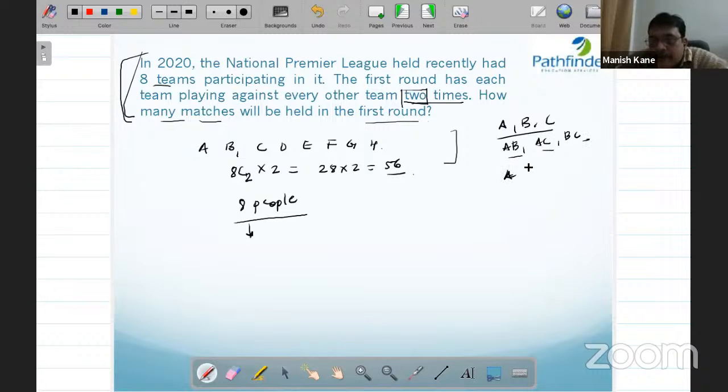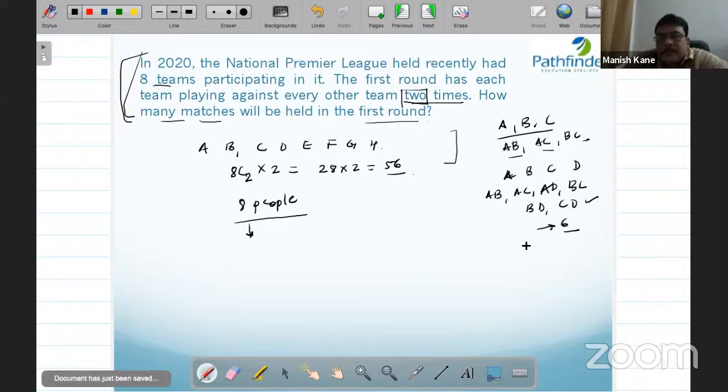If there are 4 people, A, B, C, D, how many shake hands will be there? A will shake hand with B, A will shake hand with C, A will shake hand with D, B will shake hands with C, B will shake hands with D, and C will shake hands with D. So how many shake hands in all? 6. It's actually the same. So if my question were 8 people sitting in a room, everybody shakes hands with everybody else, how many handshakes are feasible? What will your answer be? Can you give me the answer in the chat box?